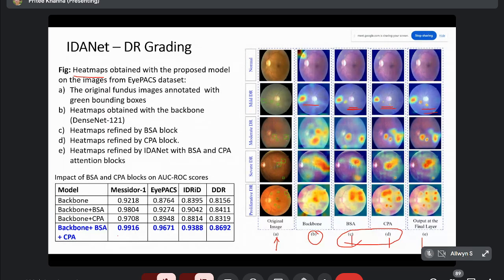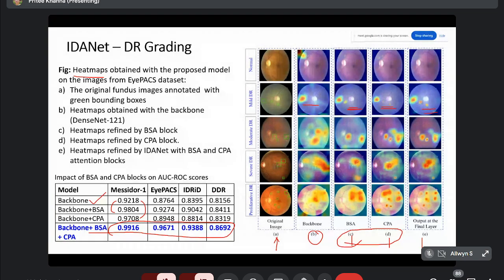Here you can see the ablation study. This is only the backbone performance. This is backbone plus BCA; you can see the performance is improved. Backbone plus CPA, again the performance is improved. And this is our final model, where we are using both these blocks. You can see the performance is improved with these blocks.